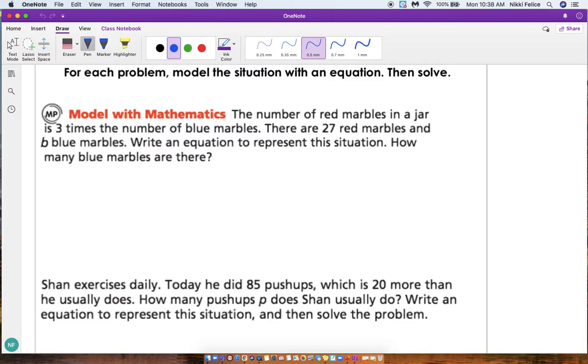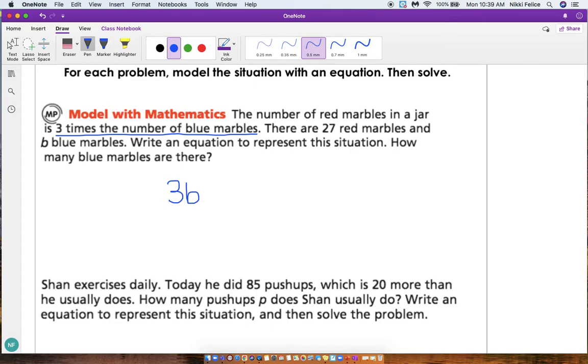So we know that red is 3 times the number of blue. We don't know how many blue marbles there are yet. We just know that there are B blue marbles. And we also know that 27 is the number of red marbles. So there are 3 times the number of blue marbles. But we know that blue is just B. So we could say 3 times B, or 3B, that's how many red marbles there will be, because red is 3 times the number of blue.